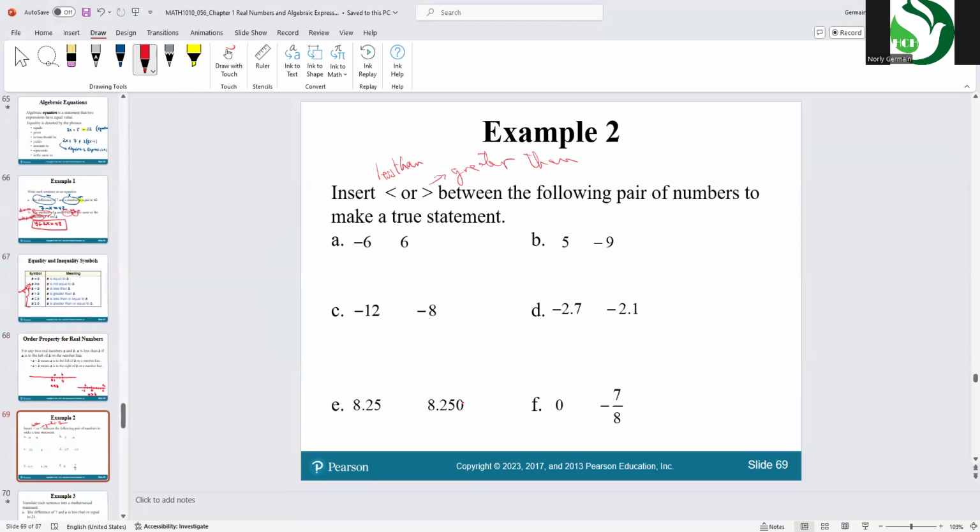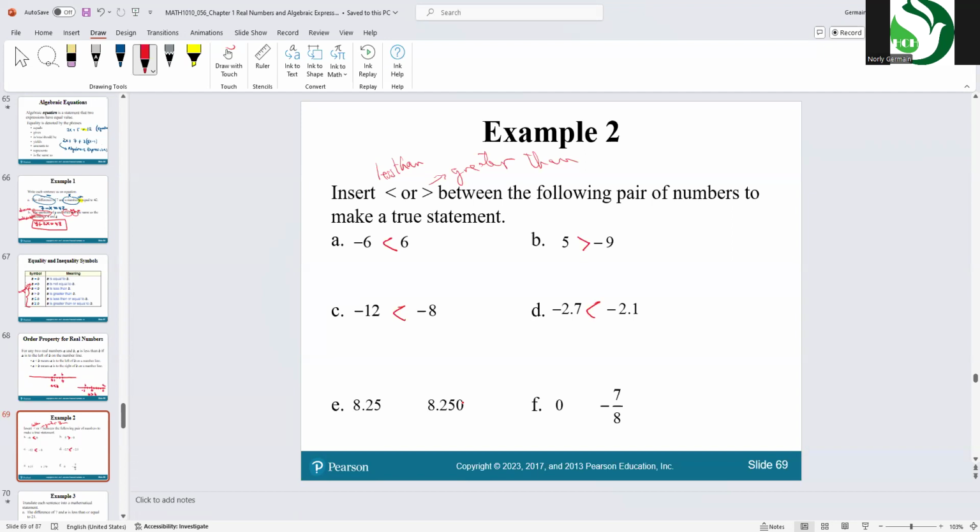Okay, -6. Is this less than 6? Yes, less than. You see here it's greater than. Now, -12 and -8, the bigger is the number with a negative sign, that means the value is smaller. So that means -12 is definitely less than -8. You have -2.7 is definitely less than -2.2.